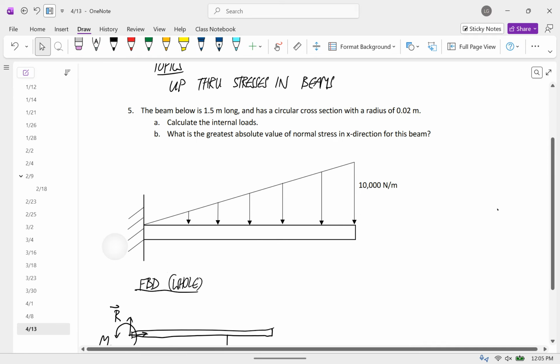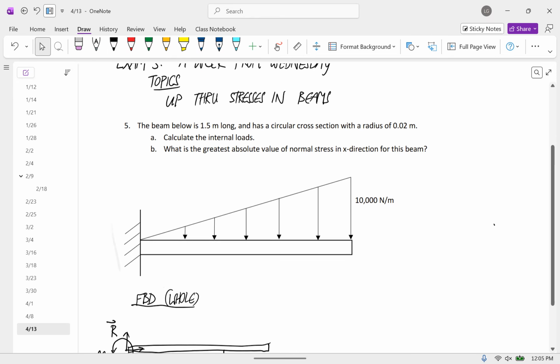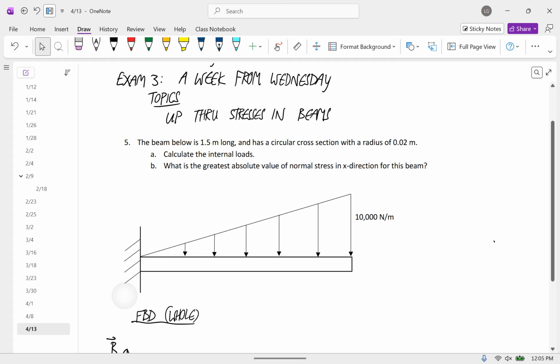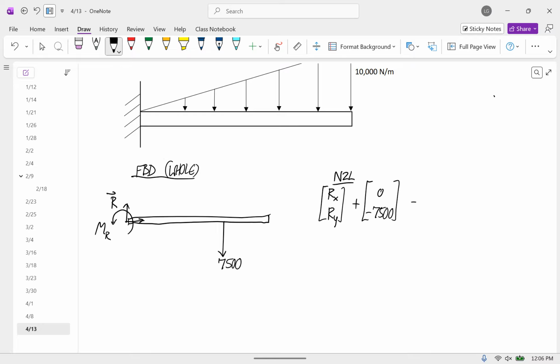The total length of the beam is 1.5. So the total force is 1.5 times 10,000 divided by 2. So I think that's 7,500. And that's all that's going on there. So Newton's second law says Rx, Ry plus 0, negative 7,500 is equal to zeros. So R is equal to 0, positive 7,500.